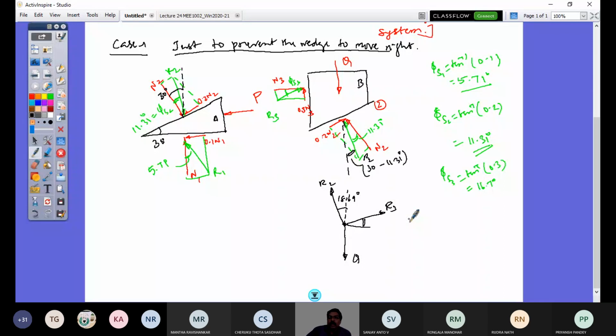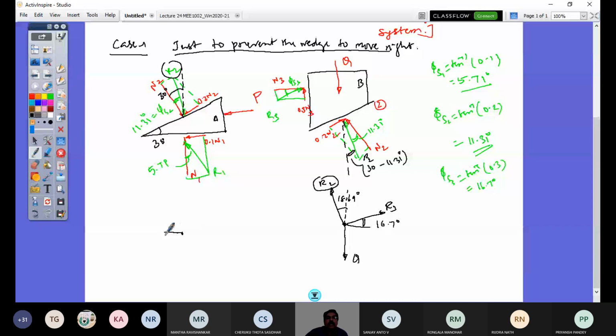Yeah. So now this R3 direction is how much? It is tan inverse of 0.3, that is 16.7 degrees. So I have this direction now, so I can get R2 from this. Once I have R2, I can find what is P. So let us also draw the free body diagram of the wedge. P is unknown, that is horizontal, in this direction. So that's P here, and you have R1.